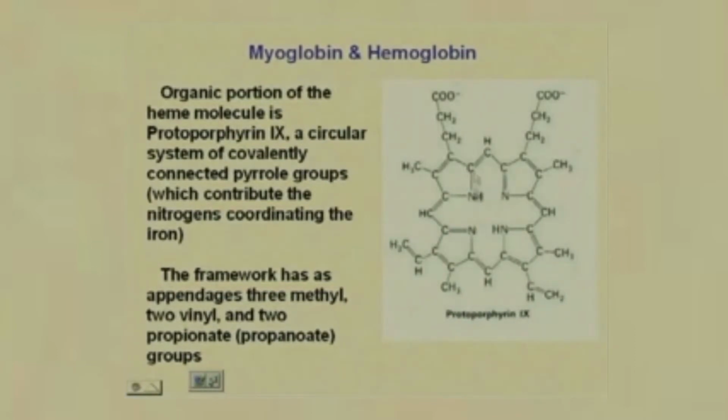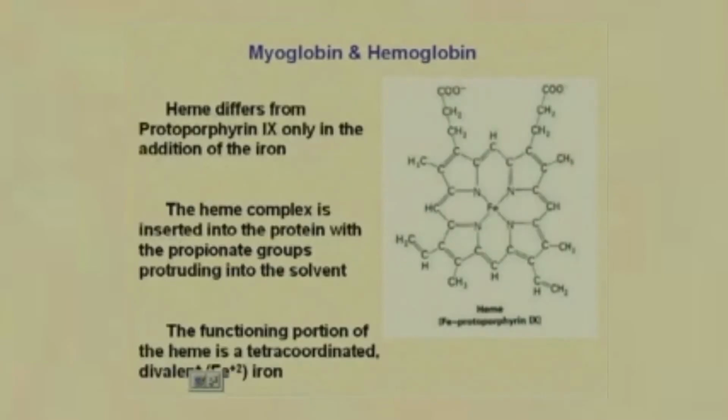Okay, so what we have is this circular system of covalently connected pyrrole groups that contribute the nitrogens for the binding of the iron, that is going to give the heme, the prosthetic group for myoglobin and hemoglobin. Okay, so this is exactly what we have. This is our protoporphyrin structure that we saw in the previous slide, and the heme differs from protoporphyrin 9 only in the coordination or the addition of the iron atom here.